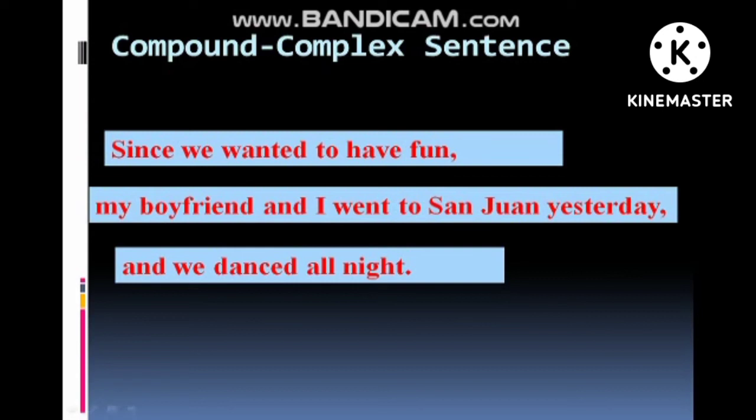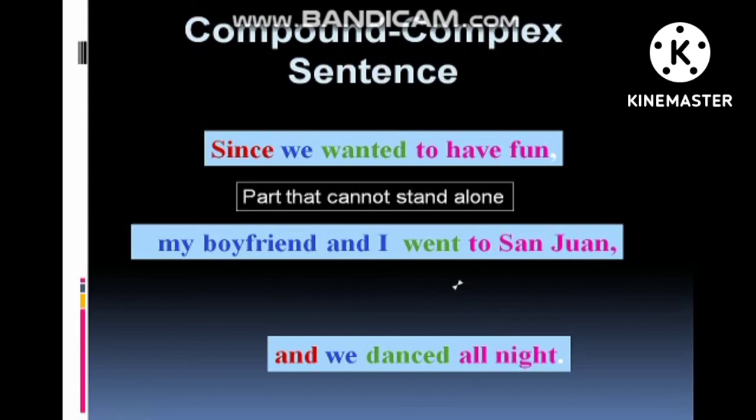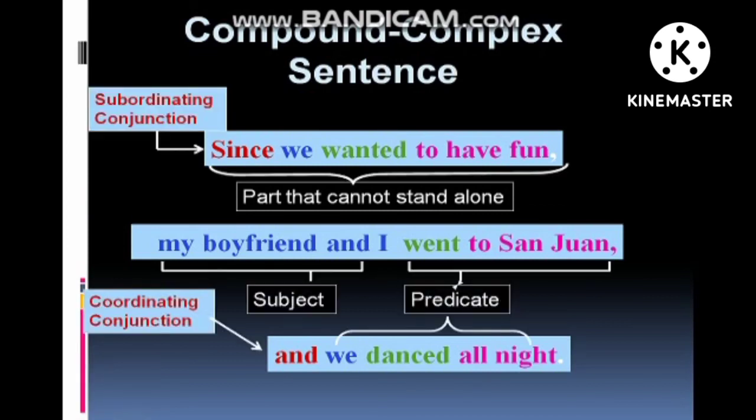So here we have an example of a compound complex sentence. Since we wanted to have fun is one clause. My boyfriend and I went to San John yesterday is another, and is the conjunction, we danced all night. Since we wanted to have fun, since is the subordinating conjunction, the part that cannot stand alone.